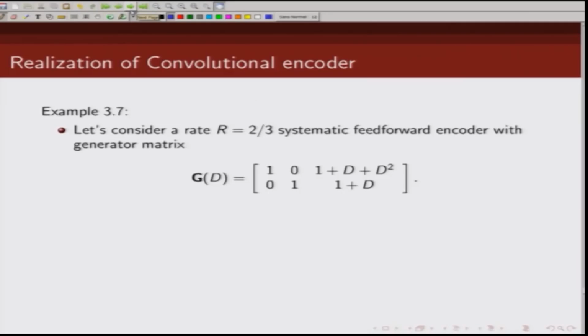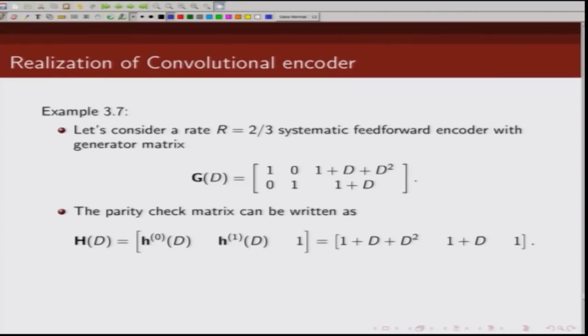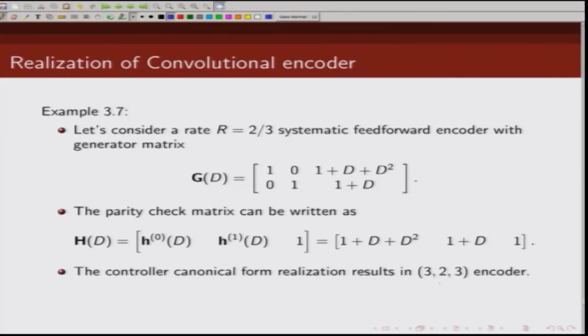So let us take an example to illustrate this. We are considering a rate 2/3 systematic feed forward encoder whose generator matrix is given by this. Now let us try to realize this generator matrix using controller canonical form realization and observer canonical form realization. The parity check matrix for this is given by this expression. We will just show you that.